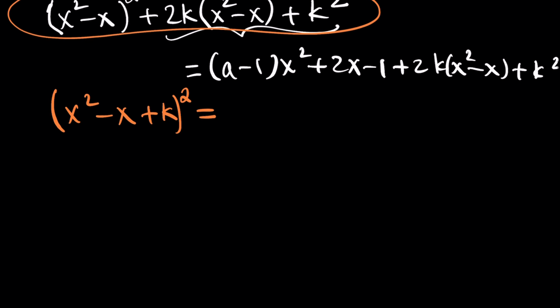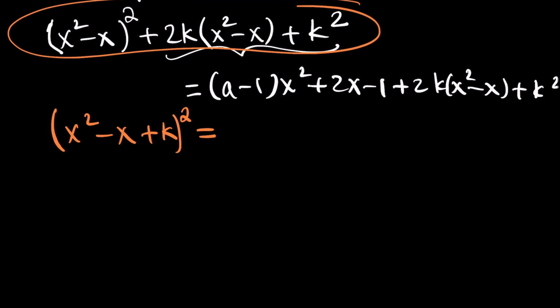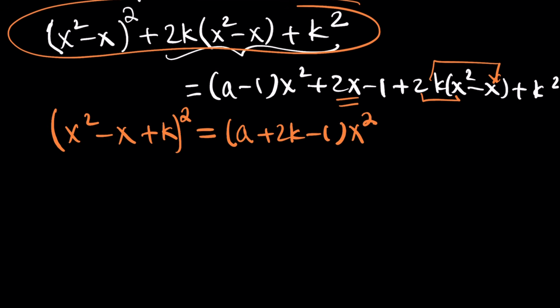All right, now, if you put together these two things, you have a minus 1, but then you also have 2k. So a plus 2k minus 1, that'll be the coefficient of x squared. And then, what x terms do you have? You have 2x and then minus 2kx, so it's like 2 minus 2k. That's going to be the coefficient of x. And then we have some constants, which is given by k squared minus 1.